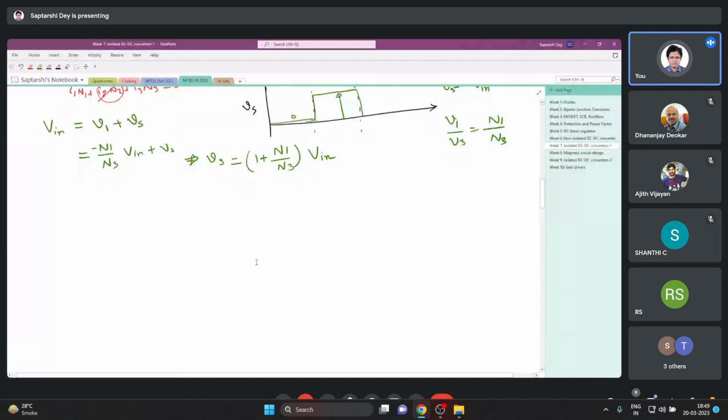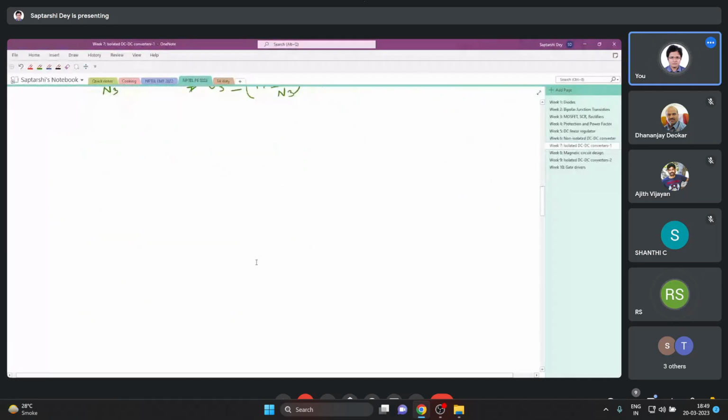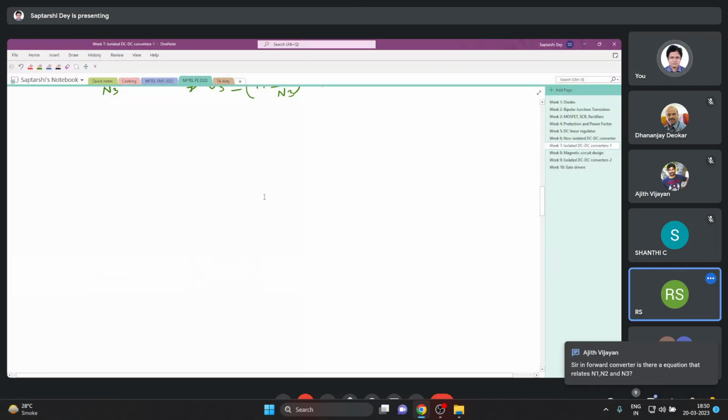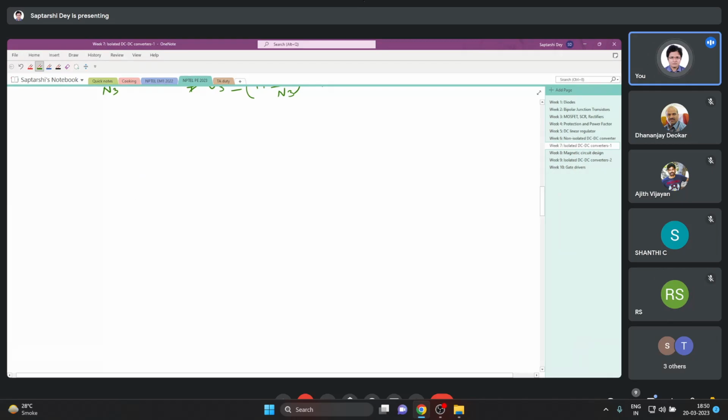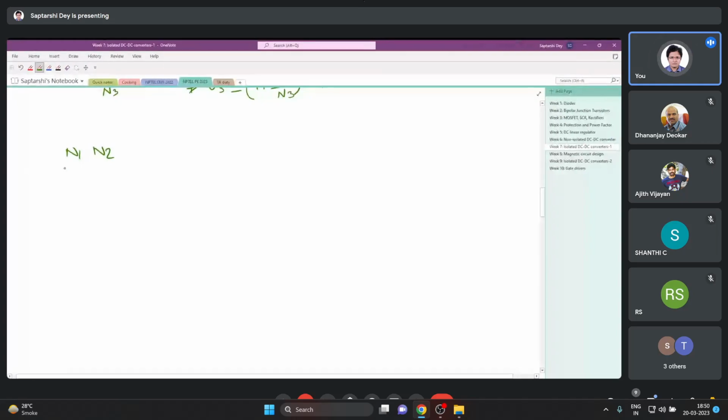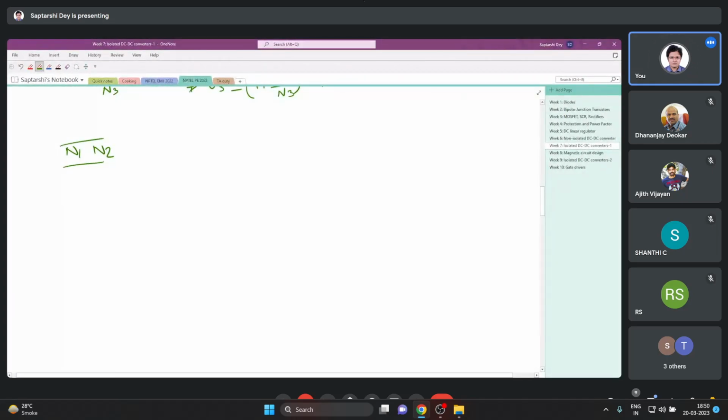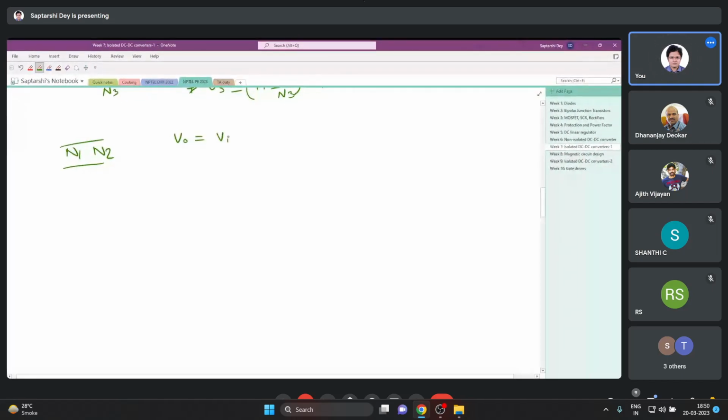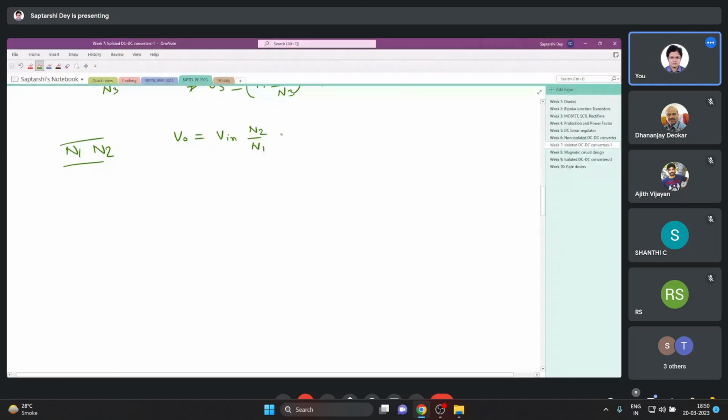All right, questions from here. Isolated DC-DC converters. In a forward converter, there is no equation that relates N1, N2, and N3 together, but there is a relation that relates N1 and N3. The relation between N1 and N2 depends on how much boost or buck you need at your output with respect to your input voltage, because for a forward converter your output voltage is input voltage times N2 by N1 times D, just like a buck converter with a transformer.